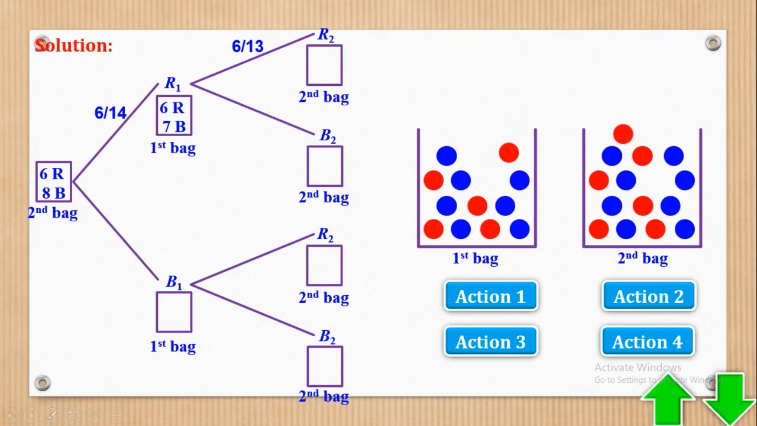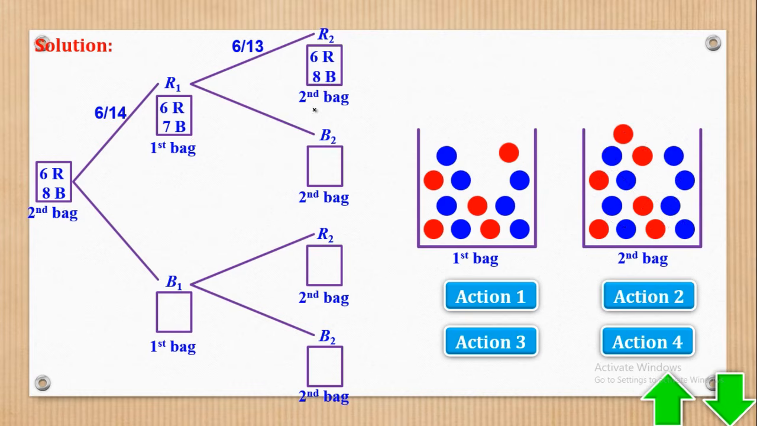Now how many do I have in the second bag? In the second bag I will have 1, 2, 3, 4, 5, 6. So I'll come and write 6R. Then blue 1, 2, 3, 4, 5, 6, 7, 8. So I'll come and write 8 blue.